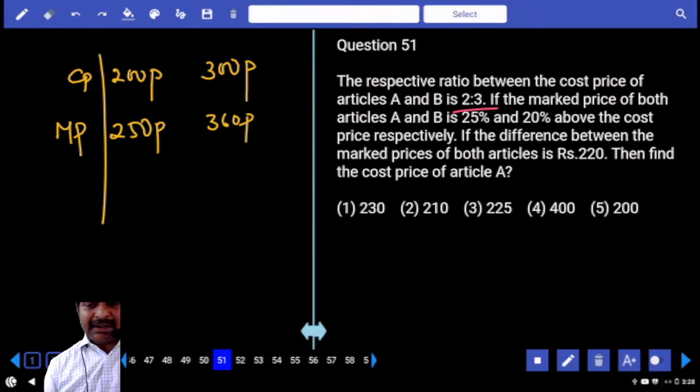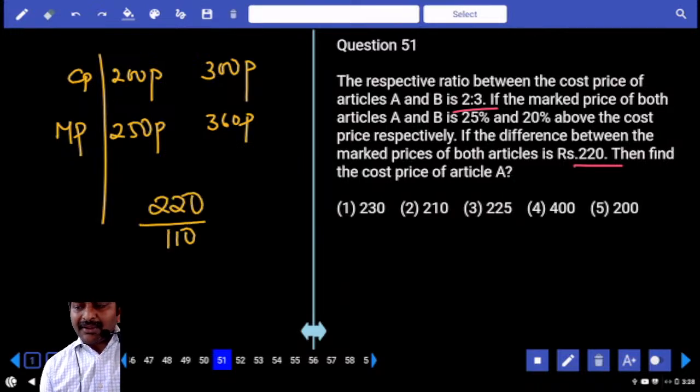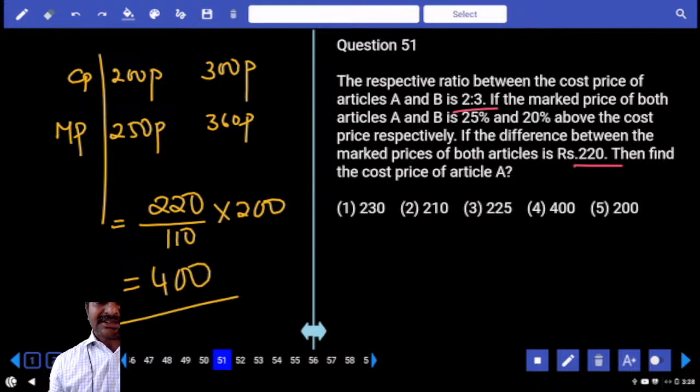Difference is 110 parts, which is equal to 220. Then 1 part is equal to 220 divided by 110. Find the cost price of article A, which is 200 parts. That means 2 into 200. Answer 400.